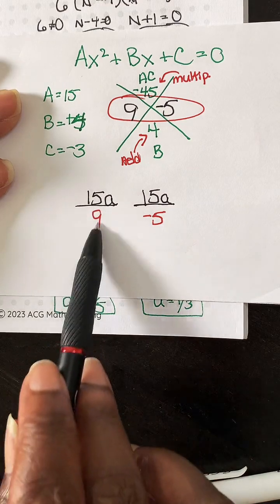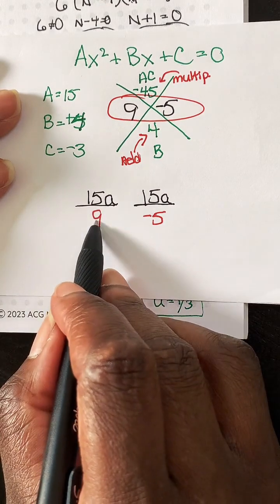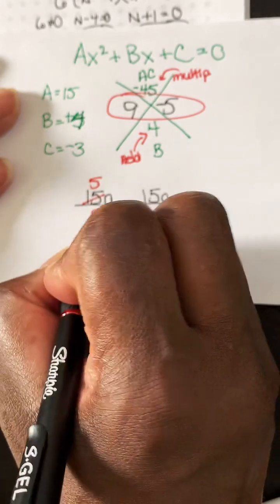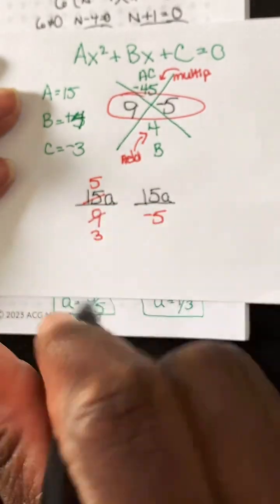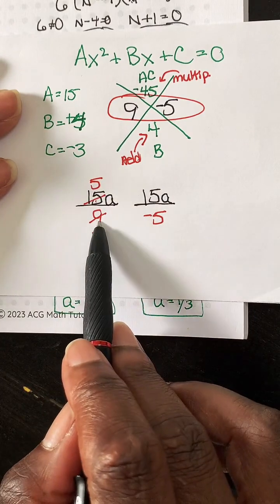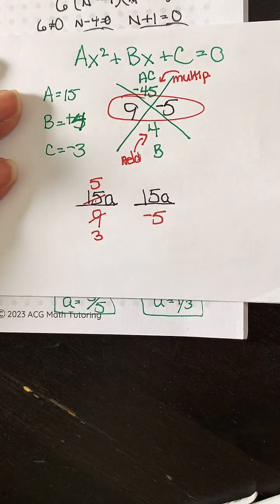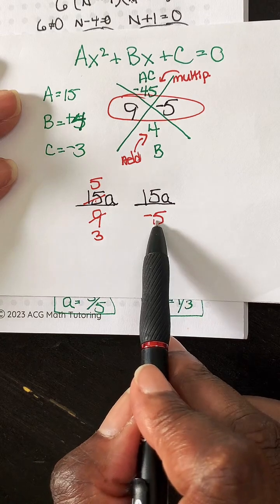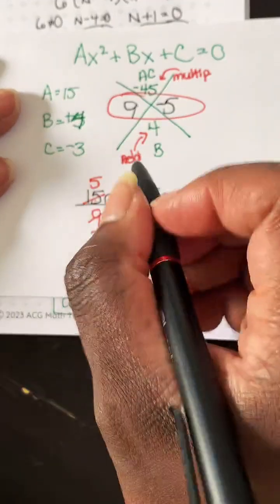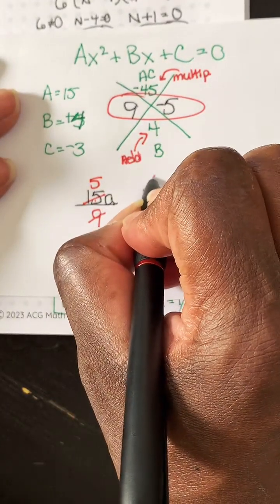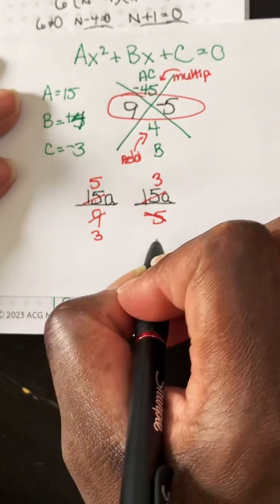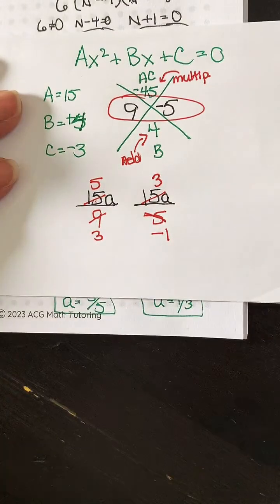So once you reduce your fractions, 15 and 9, they both have 3 in common. So this is going to be a 5 and this is going to be a 3, because 15 divided by 3 is 5 and 9 divided by 3 is 3. Over here, what do they have in common? They have 5 in common. So 15 divided by 5 is 3, and negative 5 divided by 5 is a negative 1.